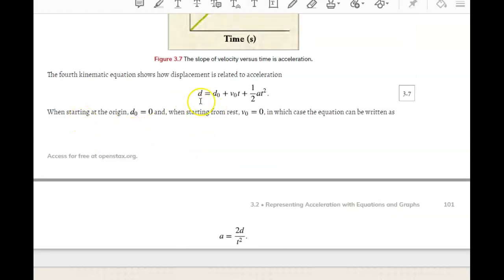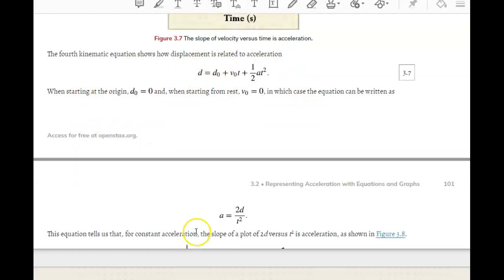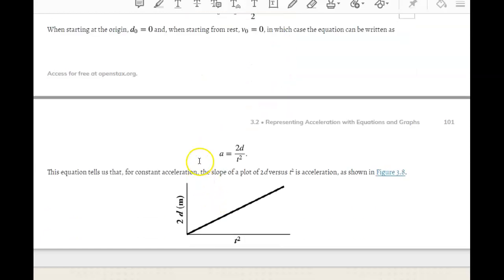When you start from rest, which means the original velocity is 0, this whole term leaves and this whole term leaves. The equation drops down to d equals 1/2 a t squared. And they rearranged it and solved for a, so a is equal to 2 times d over t squared.